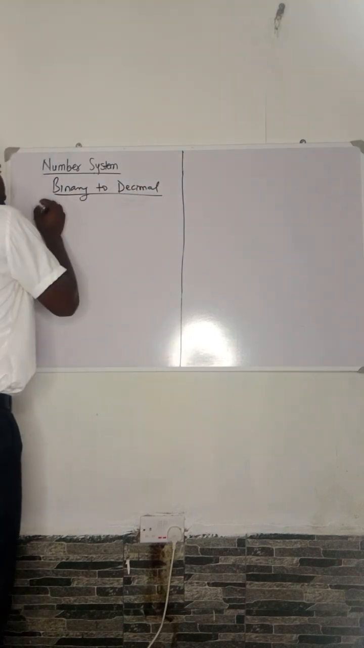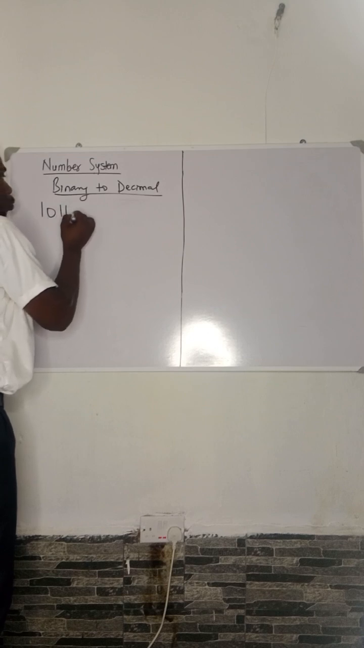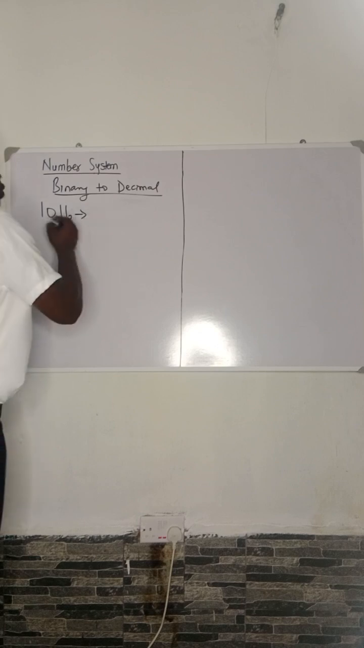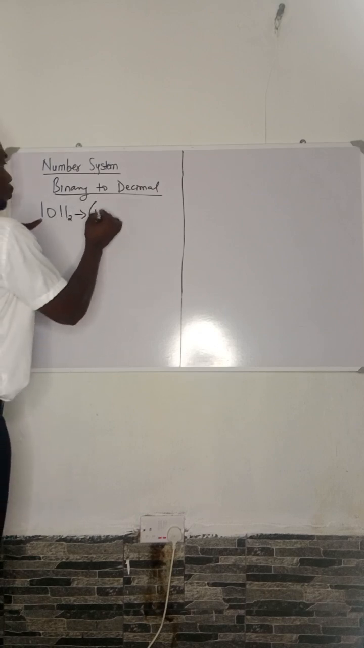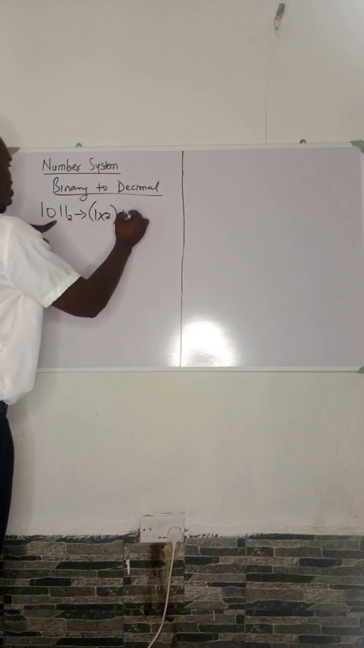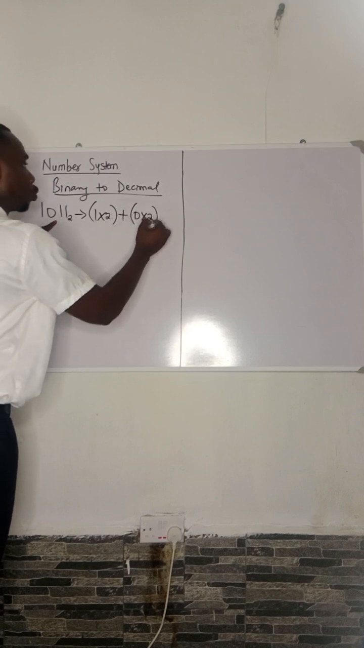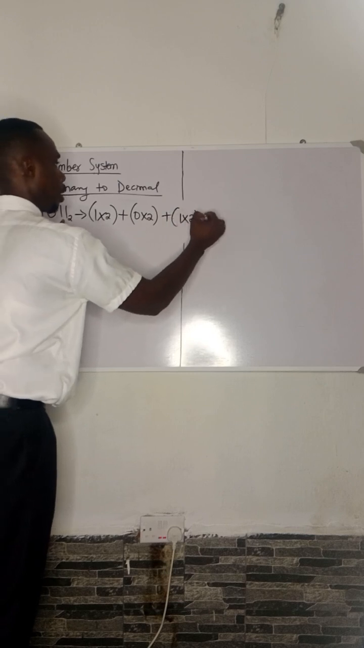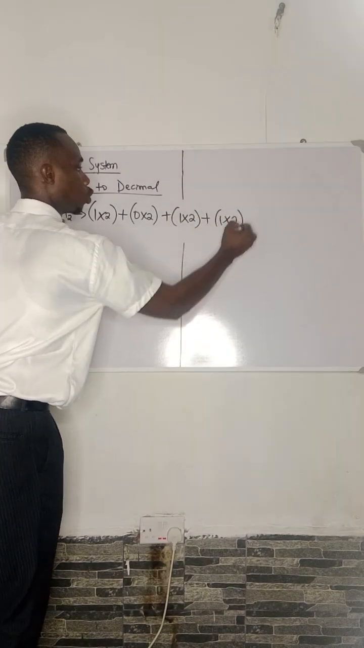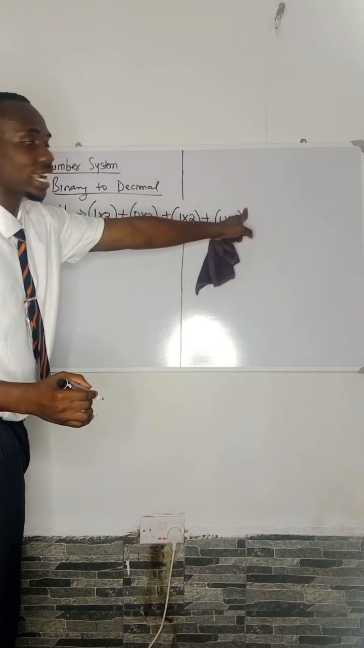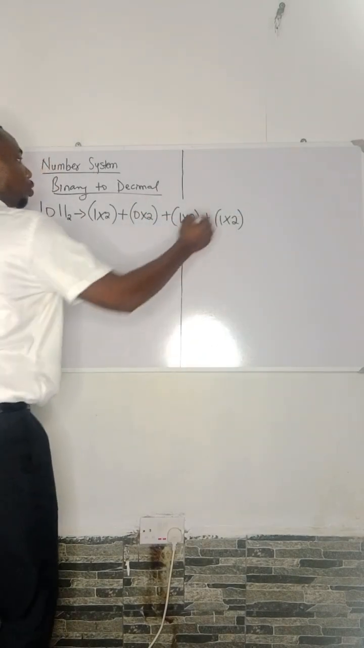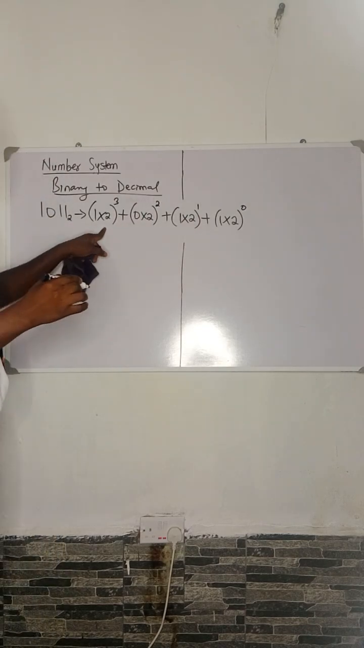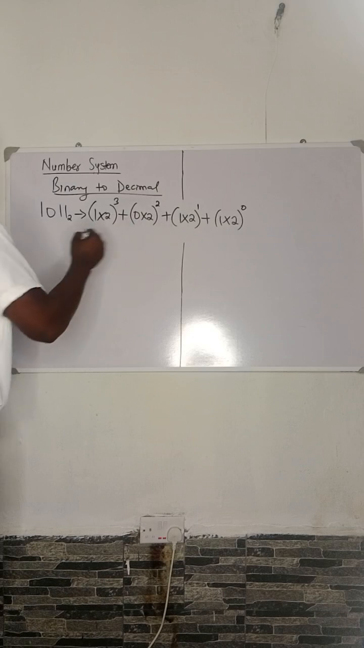Now we have a binary number, 1011 base 2, and we are told to convert to base 10. So what do we do? The first number is going to multiply the base. So 1 times 2. The second number plus 0 times 2, the same thing with the base. Plus 1 times 2. And finally 1 times 2. We are going to start from the last number and calibrate from 0 up to this one. So it becomes 0, 1, 2, 3. If there is another term there, we would have made it 4.